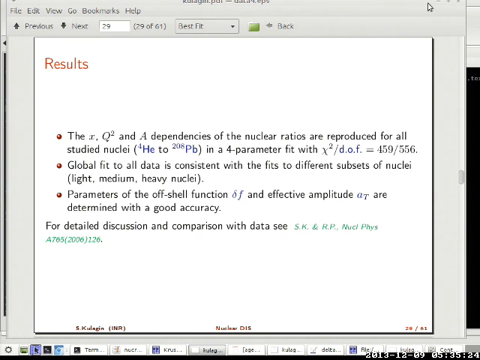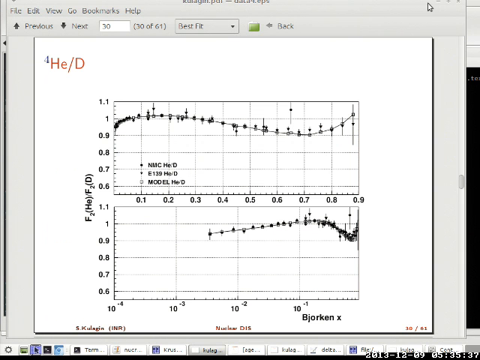I probably don't have time to talk about all the details, so please refer to the paper where this procedure is described. Let me just summarize the results. This is how the ratios look like. Here I present the ratio for the lightest nuclei which was used in the analysis, helium-4.